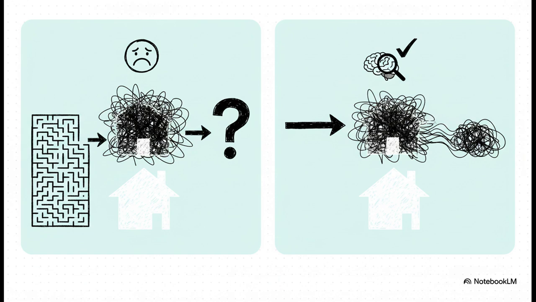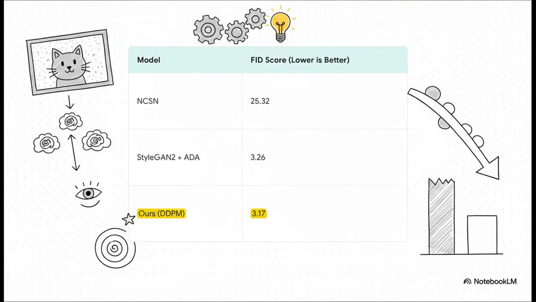Instead of asking, what's the final picture going to look like, they asked a much easier question. Hey, just tell me what noise I added at this one step. By training the network to predict the noise itself, not the image, the whole process just became way more effective. It's a perfect example of how a small change in focus can lead to huge results. And here is the proof.